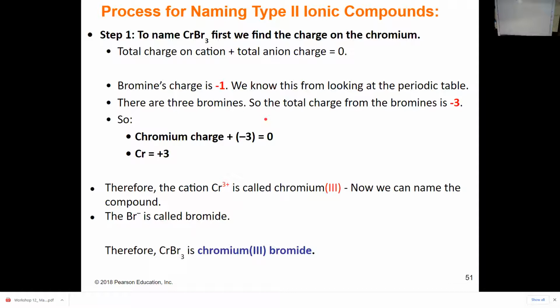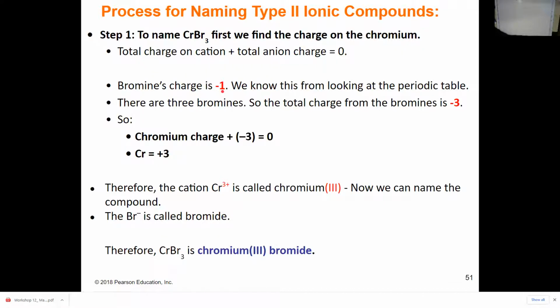Here we're going to work through the steps for naming CrBr3. Before you can name a type 2 ionic compound, you need to figure out what the charge of the metal is. That is step 1. So you know that it's a neutral compound. You don't see any charge anywhere around this. So you know that the charges of the chromium and the 3 bromines are going to cancel each other out. You also know that bromine's charge is a -1.